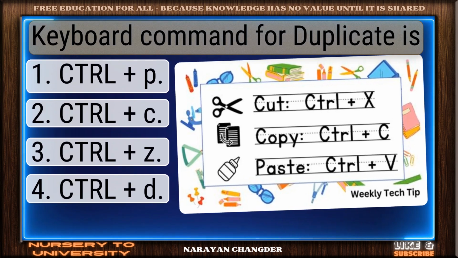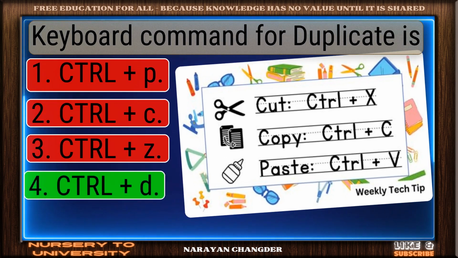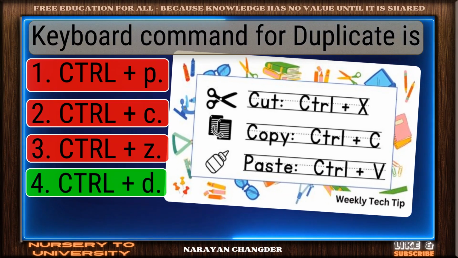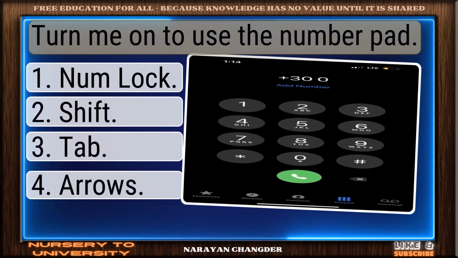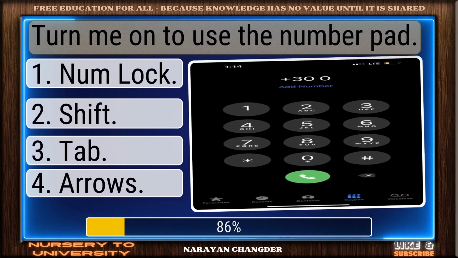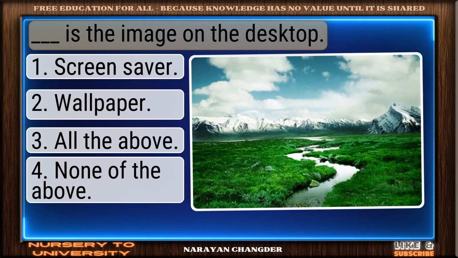Keyboard command for duplicate is. Excellent. Ctrl plus D is a brilliant choice. Turn me on to use the number pad. Nice work. You chose numlock and it is correct.